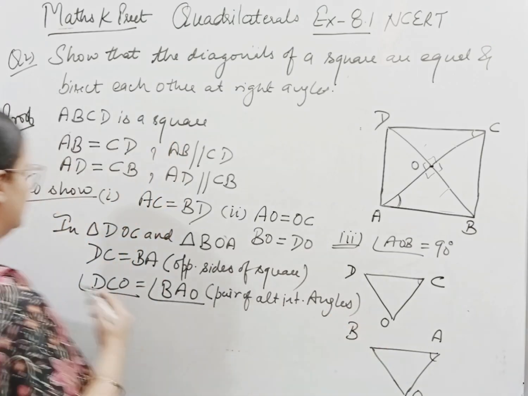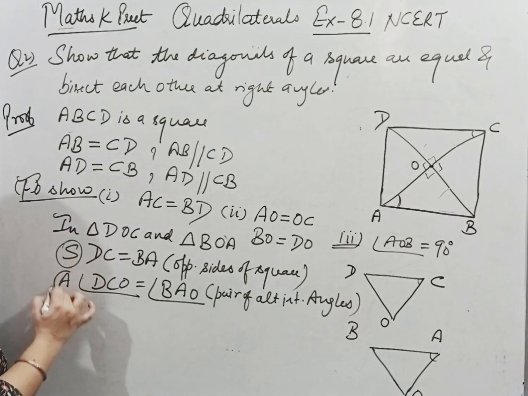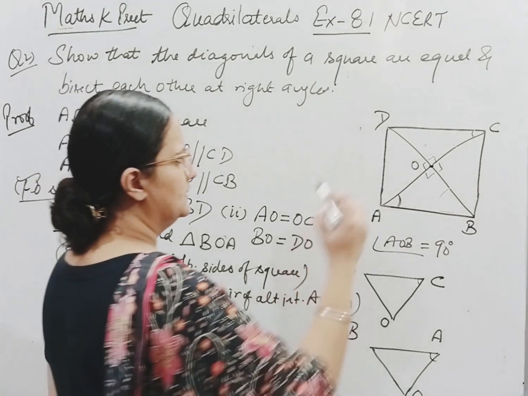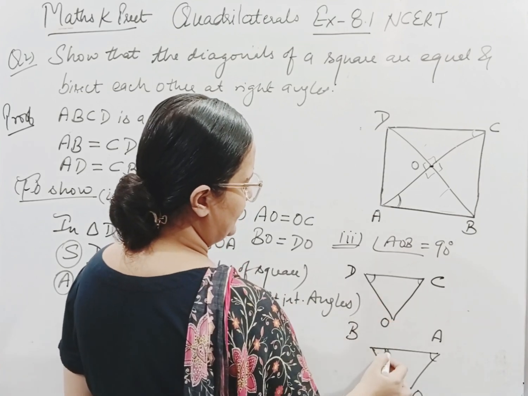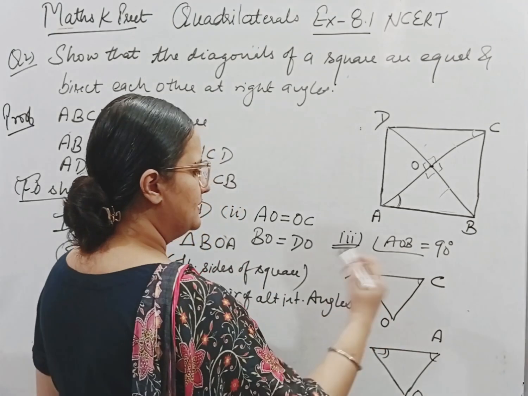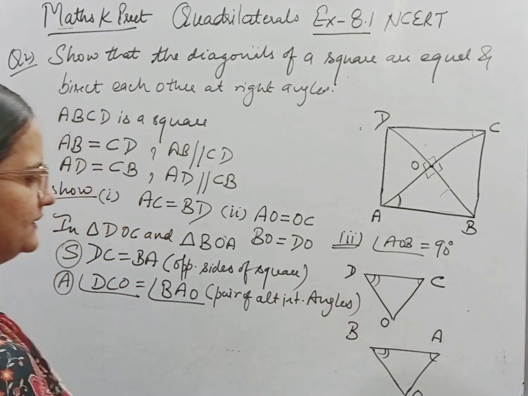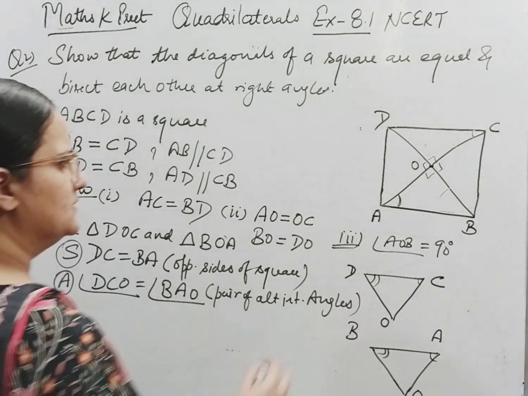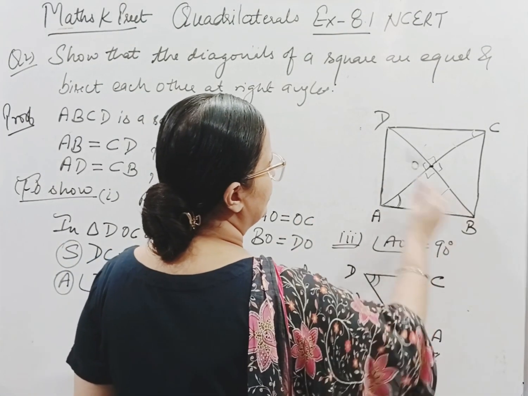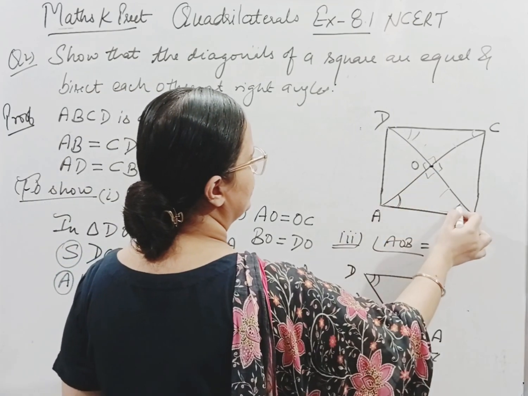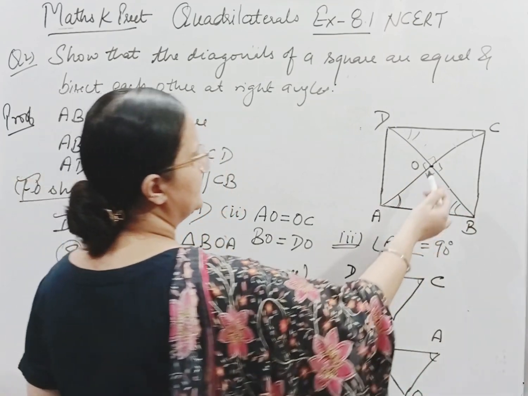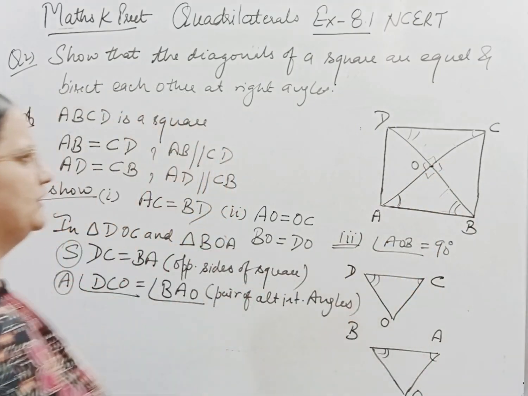Fine. So this was a side, this was an angle. What else? This was a side, this was an angle. So if I show this angle is equal to this angle, then by angle side angle we have proved that these two triangles are congruent. So again the same thing, these are parallel lines, BD is a transversal, therefore this pair of alternate interior angles will be equal, and take the names till here, point O.